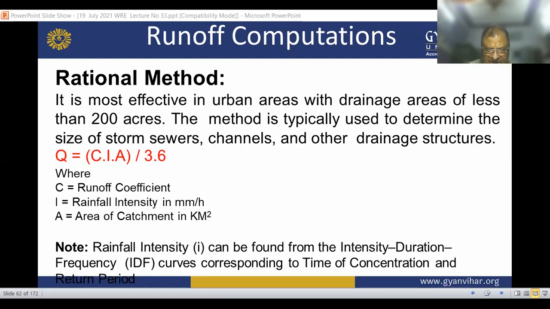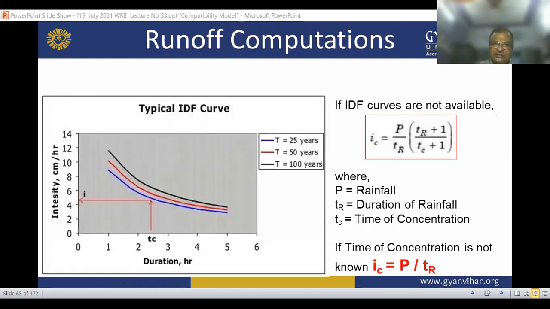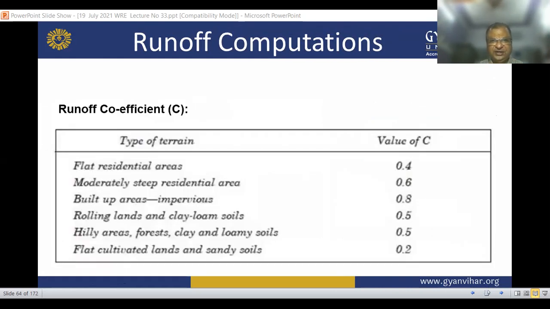Rainfall intensity can be found from the intensity, duration, frequency curve corresponding to the time of concentration. This is a typical IDF curve. Runoff computation, and this is the value of the runoff coefficient C, decided for every surface.